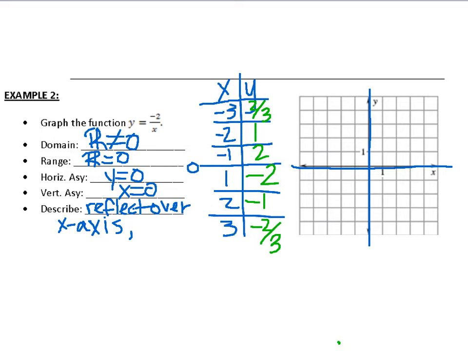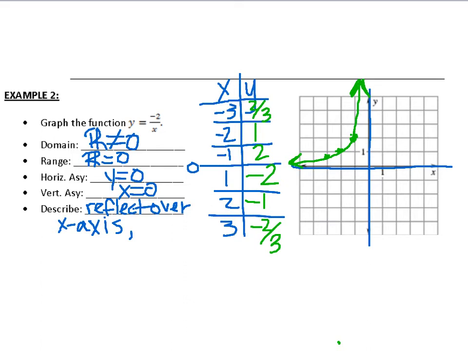So -3, 2/3 is going to be right about here. -2, 1 is right about here. -1, 2 is right here. And that has been stretched up. It doesn't go through -1 anymore. It's been stretched, and it's been stretched by 2. And you can see where that 2 is in the equation.